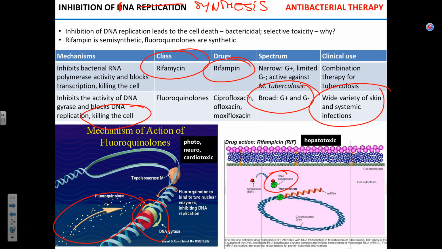Does that make sense? So here, what you have to know: rifampin inhibits RNA polymerase, preventing transcription. So you have to make that step. Don't try to convince me that it prevents DNA replication. And fluoroquinolones inhibit DNA topoisomerase or DNA gyrase, those are synonyms, stopping replication of the DNA.